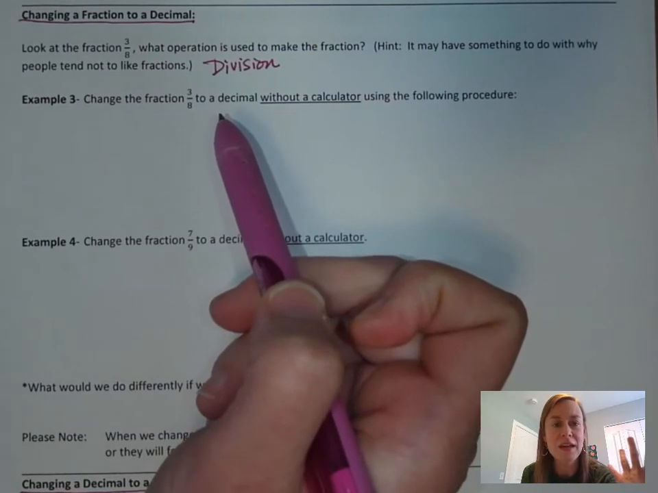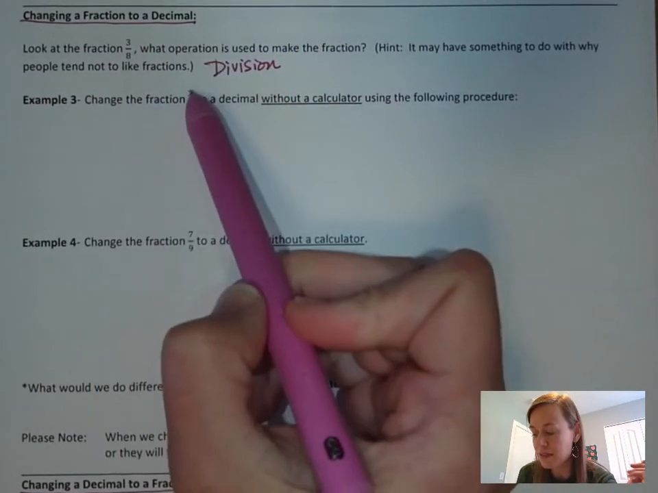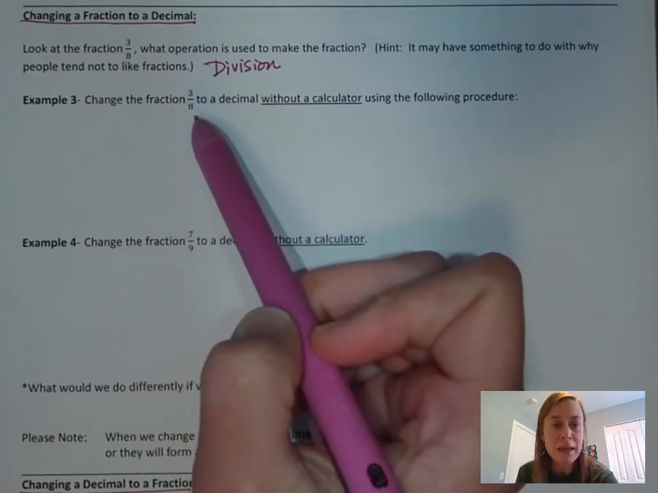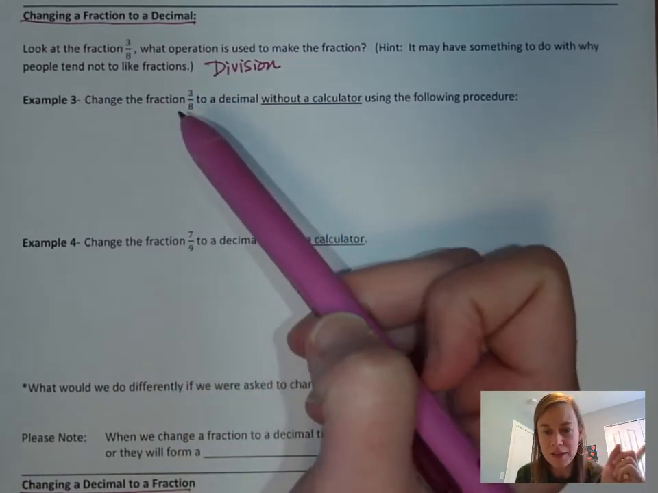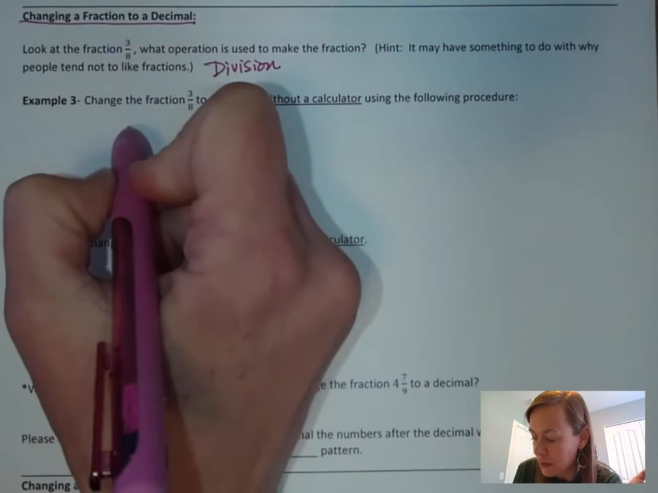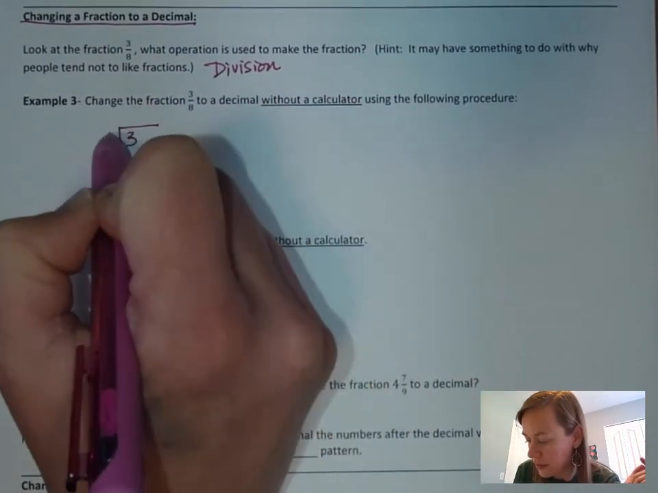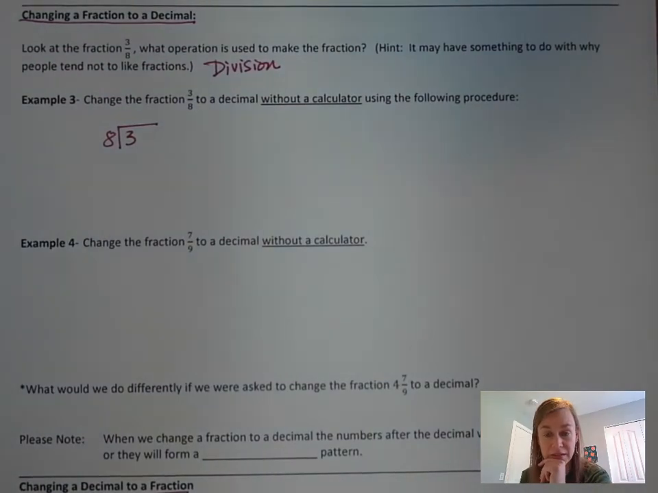So you have to know what's divided by what. If I say it, I'm going to start with the top number and go to the bottom. So change the fraction 3/8. 3 divided by 8. So I'm going to take my 3 and divide it by 8. So 3 goes under the little thing there, and then 8 goes on the outside.